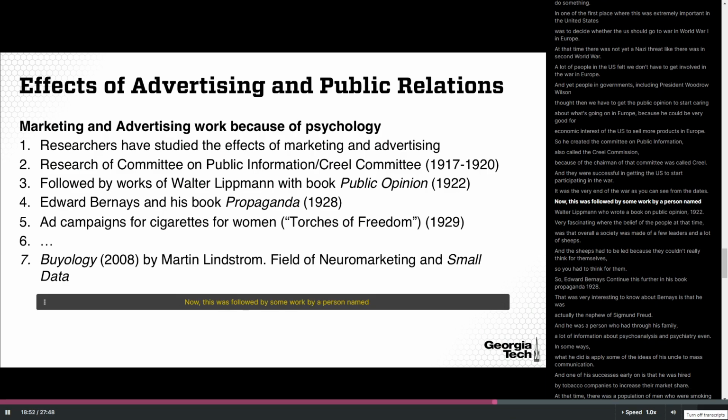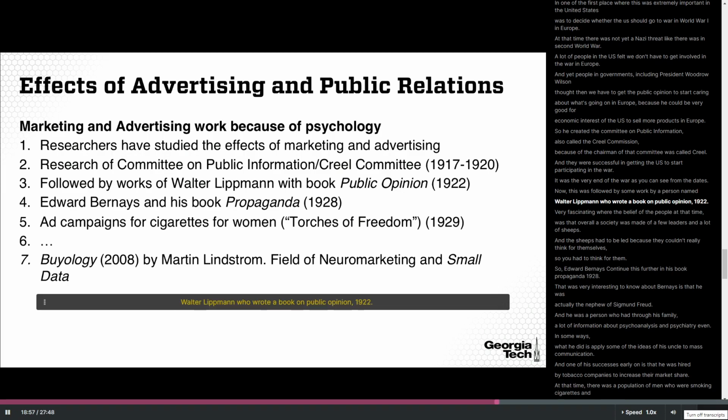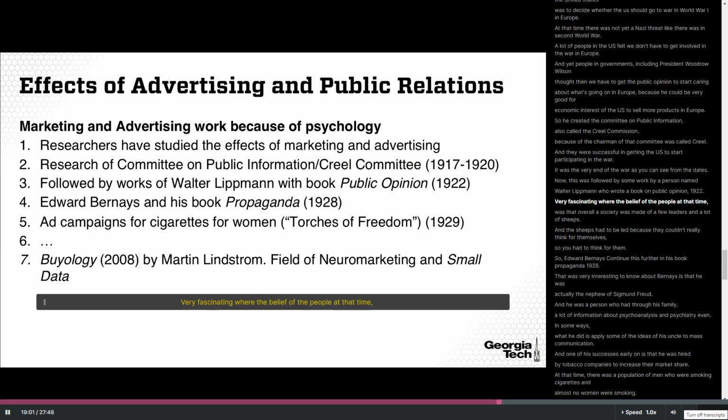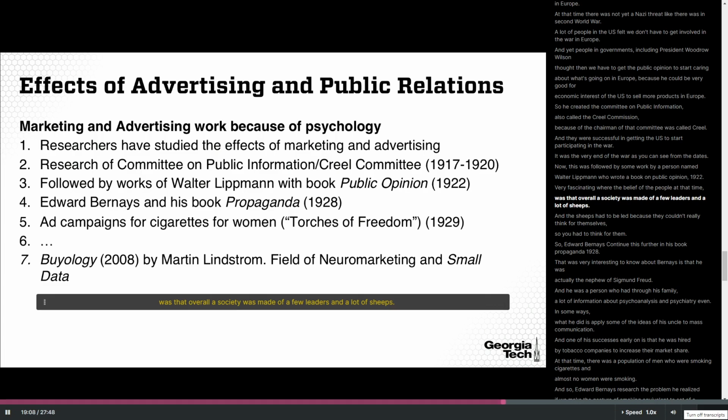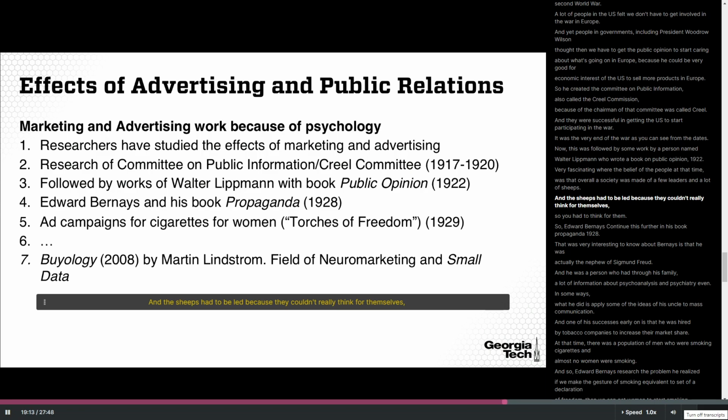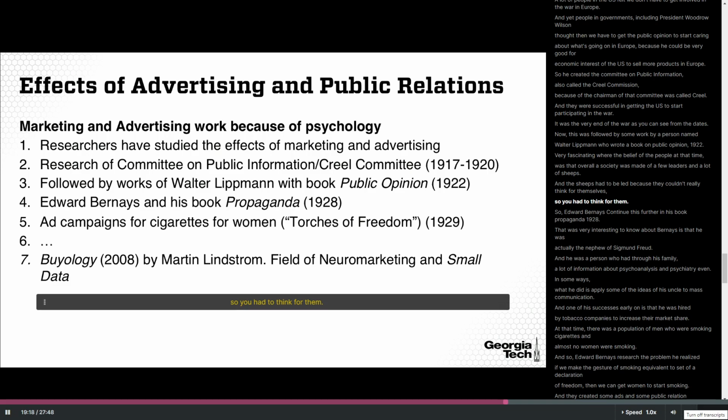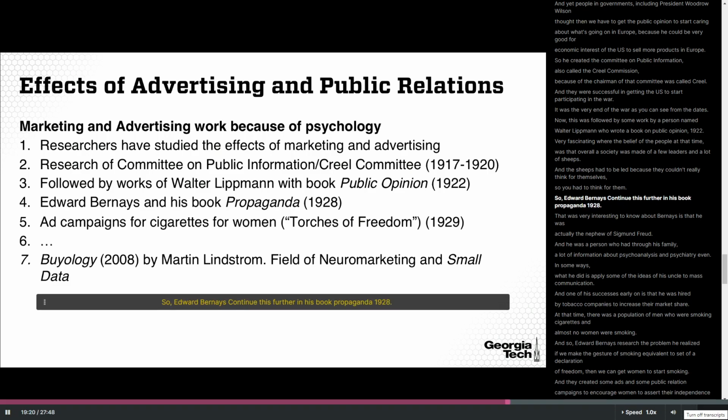Now, this was followed by some work by a person named Walter Lippmann, who wrote a book on public opinion, 1922. Very fascinating book, where the belief of the people at the time was that overall a society was made of a few leaders and a lot of sheep. And the sheep had to be led because they couldn't really think for themselves, so you had to think for them. So Edward Bernays continued this further in his book Propaganda, 1928.